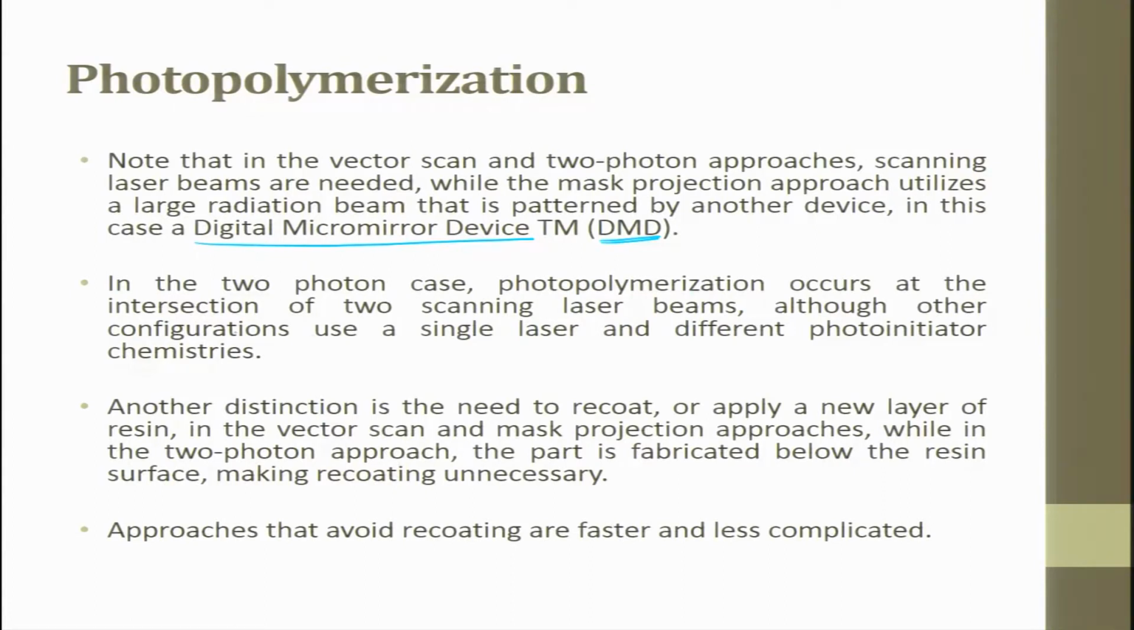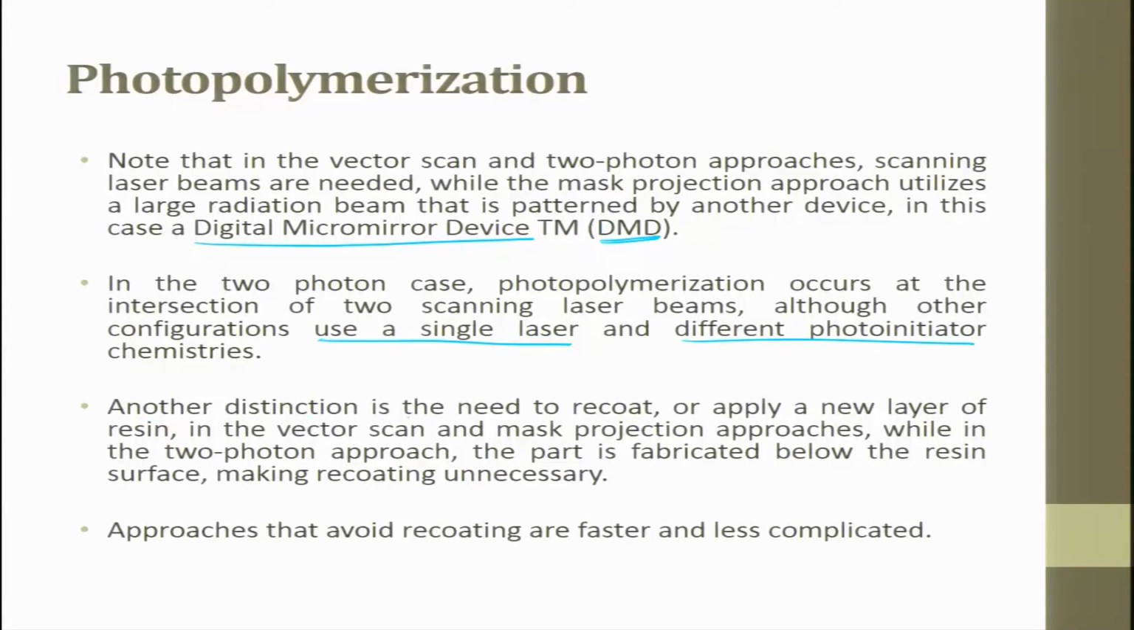In the two photon case, photopolymerization occurs at the interaction of two scanning laser beams, although other configurations use a single laser and different photoinitiator chemistries. So, although the other configurations use a single laser, both vector and even the mask use a single laser and different photoinitiator chemistries.